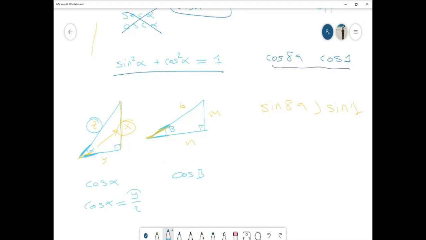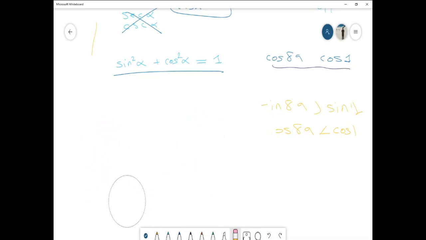So z remains constant if we change the angle, the hypotenuse. But what about y? In here, the angle is bigger, but this side is smaller. But in here, the angle is smaller, but this side is bigger. That means as we decrease the angle, the value of cosine increases. So I can surely say that cosine 89 is smaller than cosine 1.